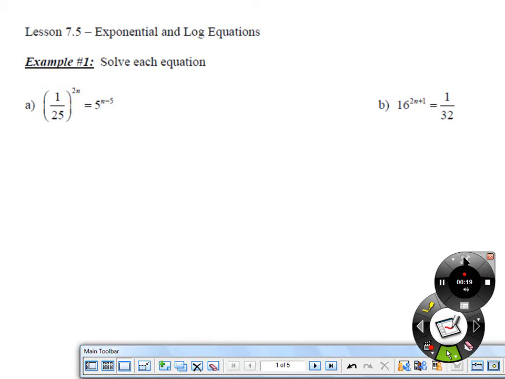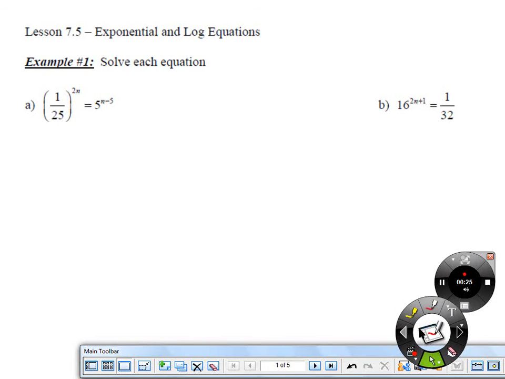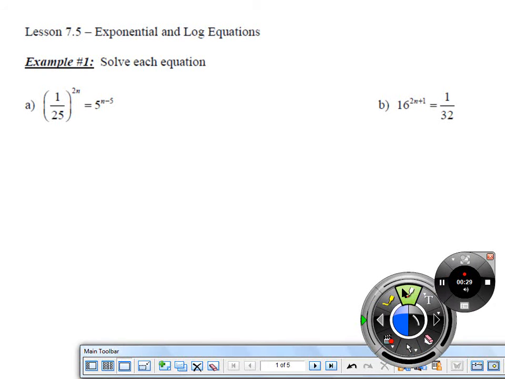Notice that both of these equations are exponential. And these would both fall into the category some might call nice equations. The reason I would say that they're nice is because even though the sides don't match, we can rewrite them with the same base, and we've done this before in class. So like 1 over 25 can be 5 to the negative second power. And the reason I would choose that is because I see on the other side there's a 5 to the n minus 5 power.